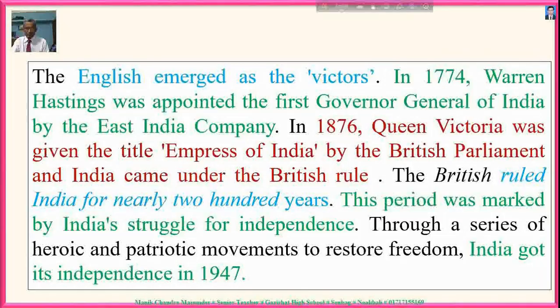This period was marked by India's struggle through a series of heroic and patriotic movements to restore freedom. India got its independence in 1947.